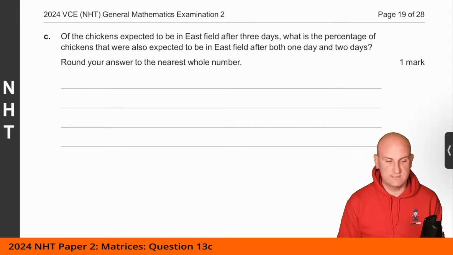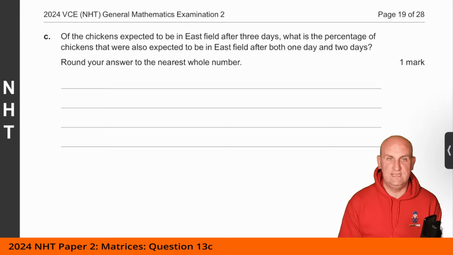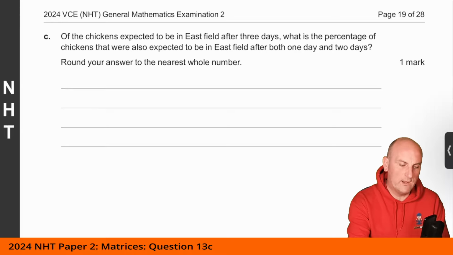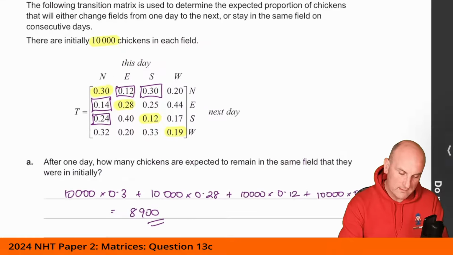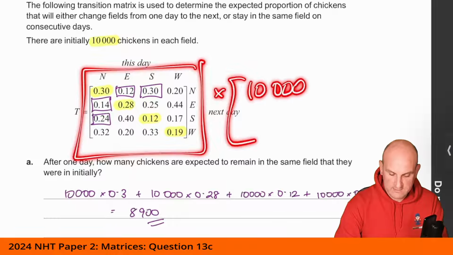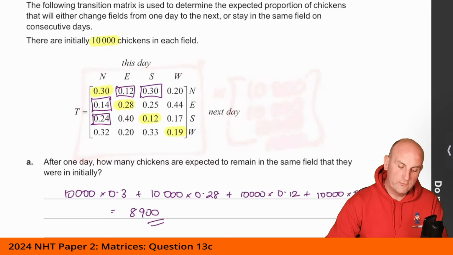But we are expecting questions at the end of the exercises or the sections to get progressively more complicated. Of the chickens expected to be in the East Field after 3 days, what is the percentage of chickens that were also expected to be in the East Field after both 1 day and 2 days? Right, so the first thing I did there was work out my chickens on each of the days. How did I do that? I took this transition matrix and multiplied it by 10,000, 10,000, 10,000, 10,000, and I did it once, twice, and 3 times.